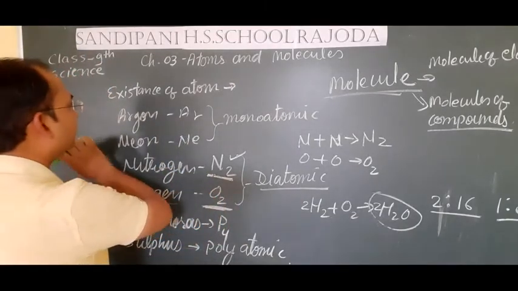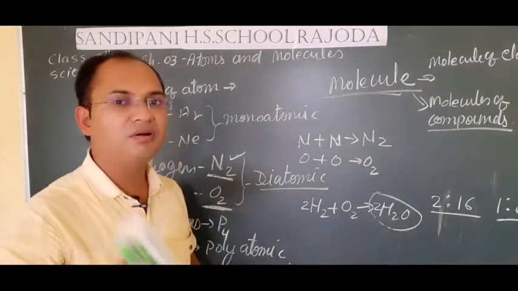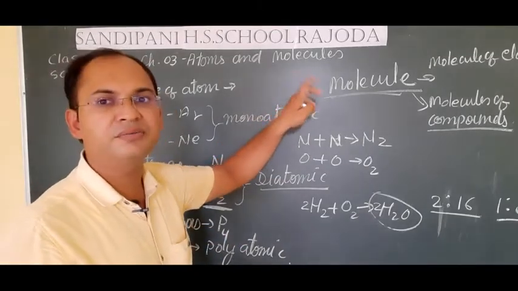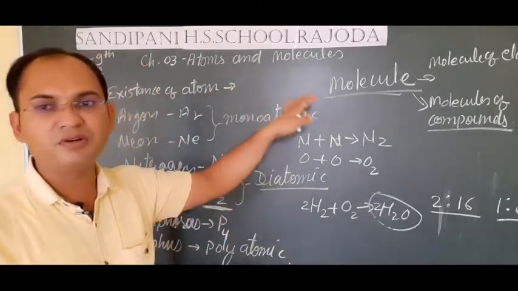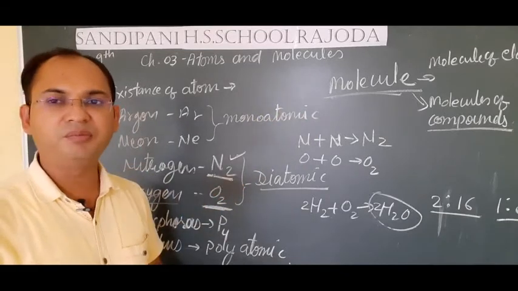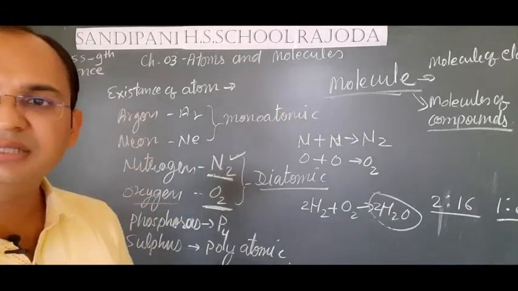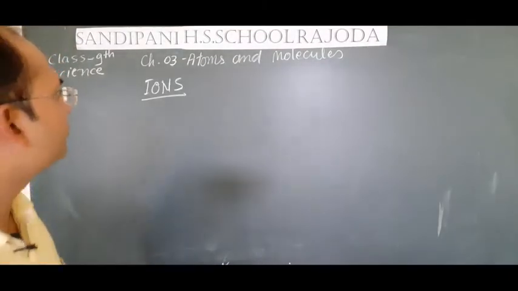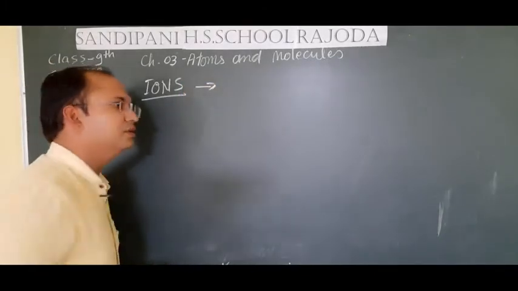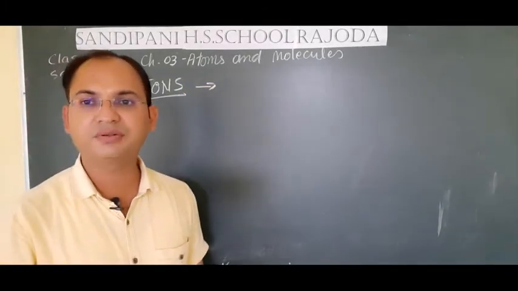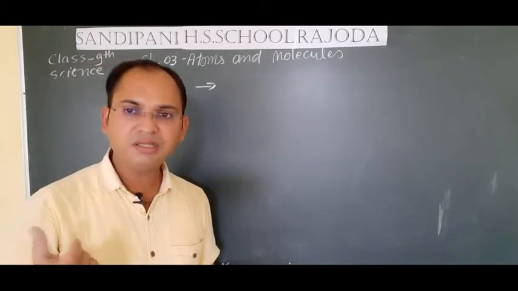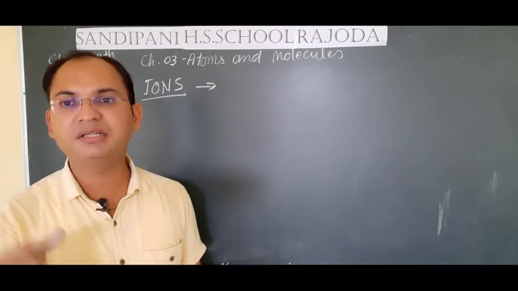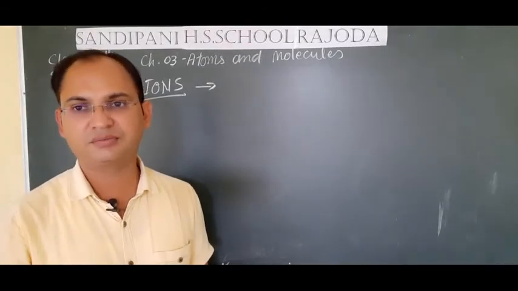Next students, the atoms or the elements can also exist in the form of ions. The first form of the existence of the atom is in the form of a molecule, and second is in the form of an ion. So let's see what is the meaning of ion, how they form. So the ions are nothing but the charged atoms of the elements. When there is a charge on the atom of an element, then we call it an ion.